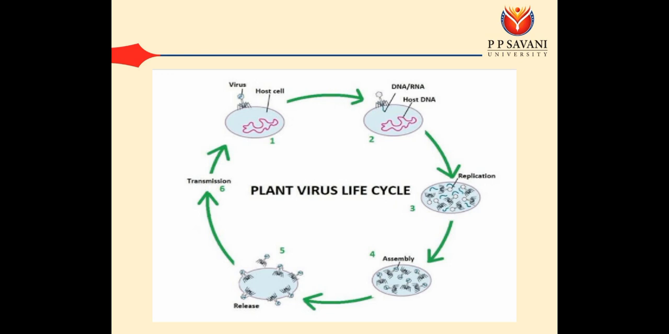The fourth step is assembly. In this step, the nucleic acid and protein assemble into millions of new virus copies. The fifth step is release. In this step, the virus leaves the cell. At this stage, the cell is normally dead and bursts, releasing the viruses. The sixth and last step is transmission. In this step, the viruses move using a vector to new cells to infect. We can see this in the diagram.